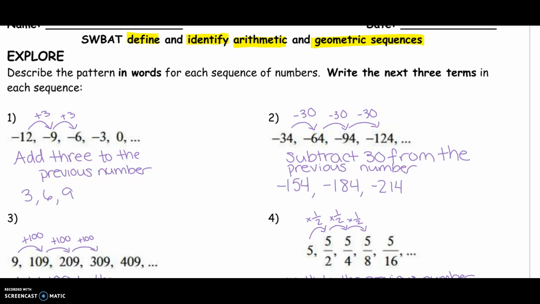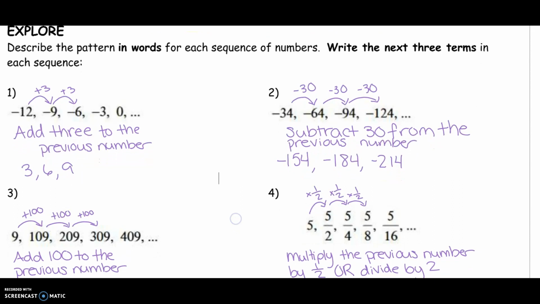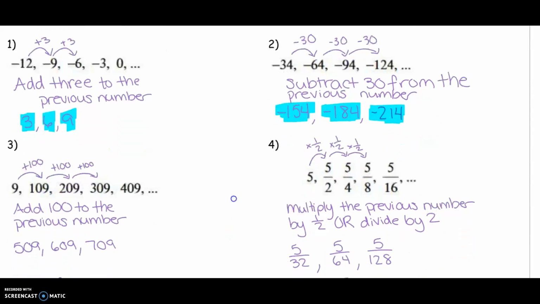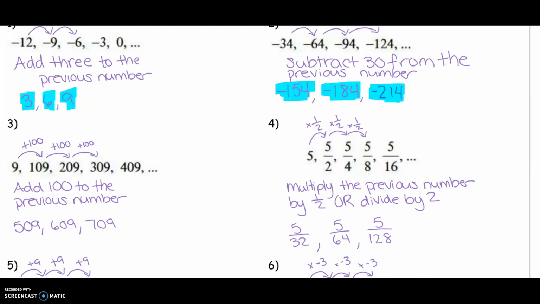For number 1, the pattern was to add 3 to the previous number, and the next 3 terms in the sequence would be 3, 6, and 9. For number 2, the pattern was to subtract 30 from the previous number, and the next 3 terms would have been negative 154, negative 184, and negative 214. For number 3, we would add 100 to the previous number, and the next 3 terms would be 509, 609, 709.